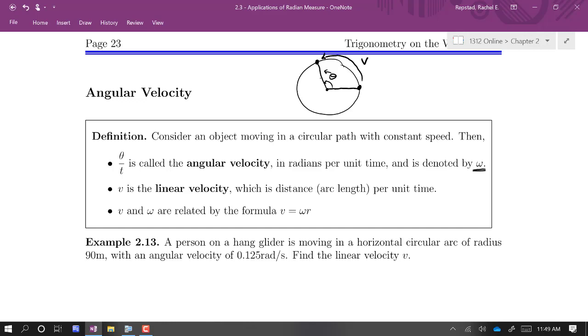So the angular velocity refers to kind of just how fast the angle is changing around. The linear velocity is really a measure of how fast something's moving around the edge of the circle. And these two quantities are related by this formula, V is equal to omega r. So the linear velocity is given by the angular velocity multiplied by the radius.